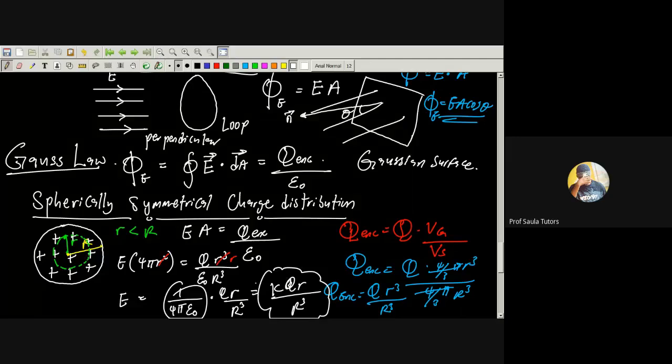Q is the total charge in this sphere. Small r is the radius at which you have to find the electric field, some point away from the center, while big R is the total radius of this sphere. That's how you do it.